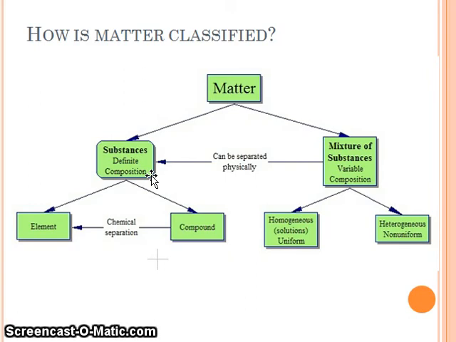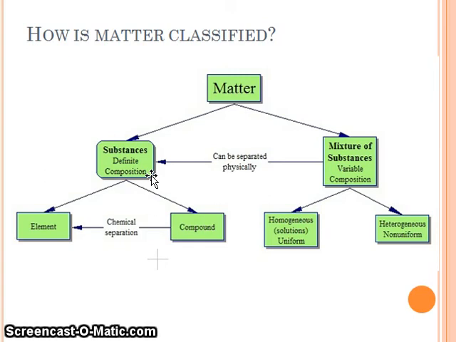Pure substances include elements and compounds. Elements are anything that will be on the periodic table. Compounds are chemically combined elements. So a compound is two or more different elements put together. Those are the only two things that will be substances.